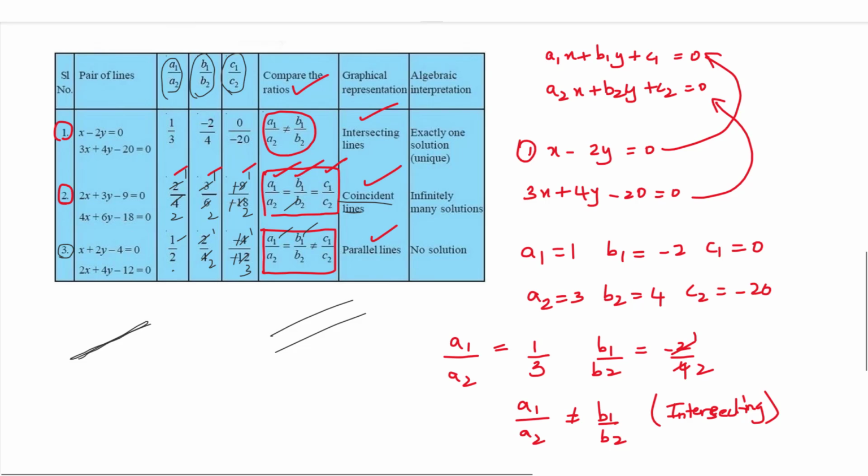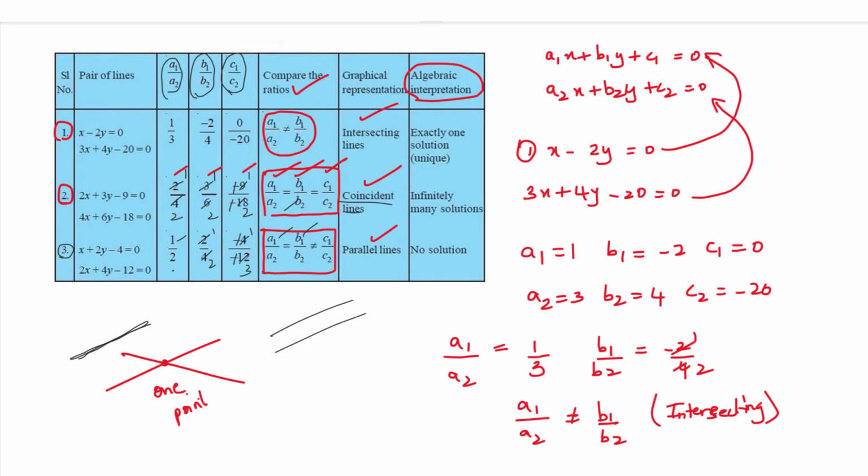Now coming to algebraic interpretation. What do you understand by algebraic interpretation? If the graph is intersecting lines, it will meet at only one point. Because it is meeting at only one point, it will have exactly one solution. So that solution is unique. So we say it is a unique solution.